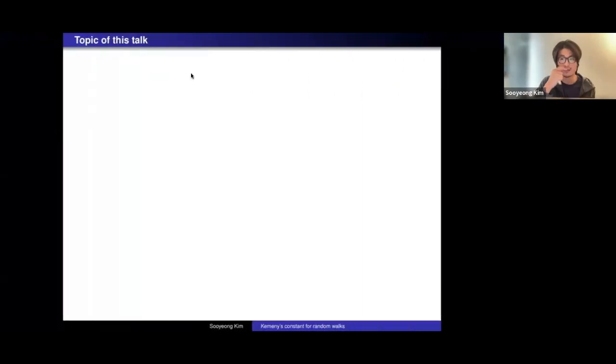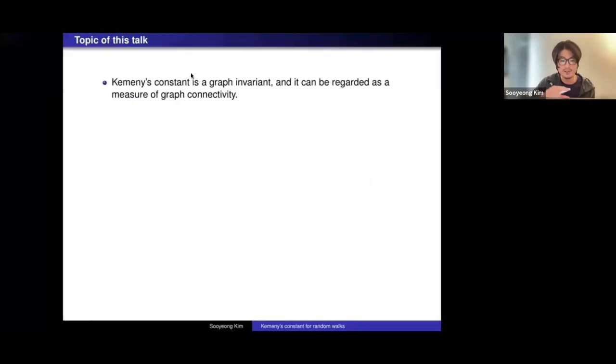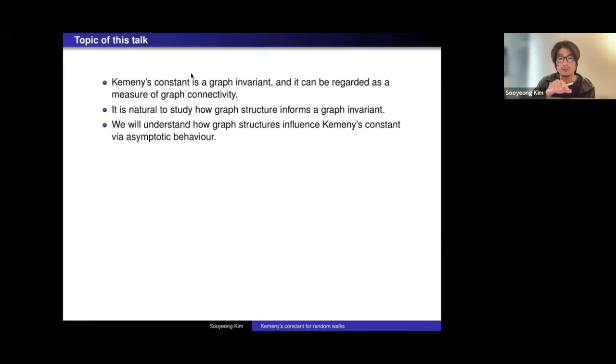So today's topic is, I told you before, but let me repeat this. Kemeny's constant is a graph invariant, and it can be regarded as a measure of graph connectivity. And we are interested in how the graph structure informs a graph invariant. So here we are going to study it via asymptotic behavior. Considering asymptotic behavior gives us some good intuition, right? Rather than focusing on micro things.